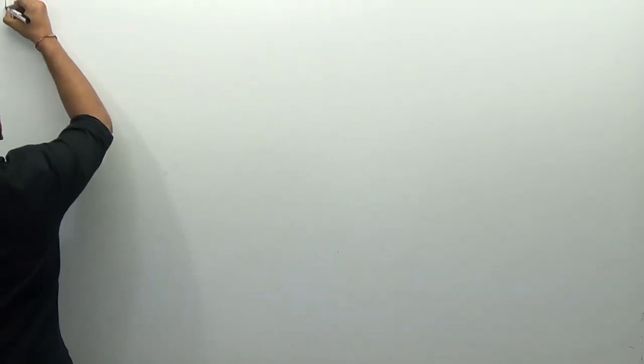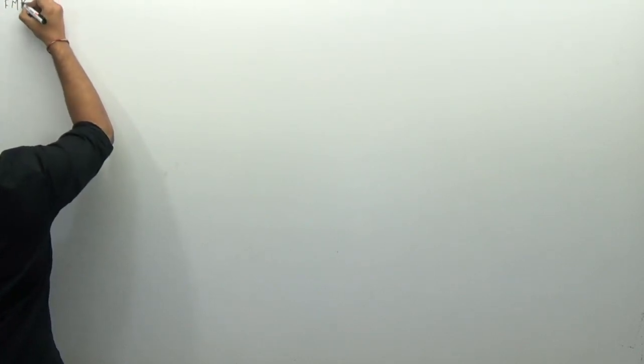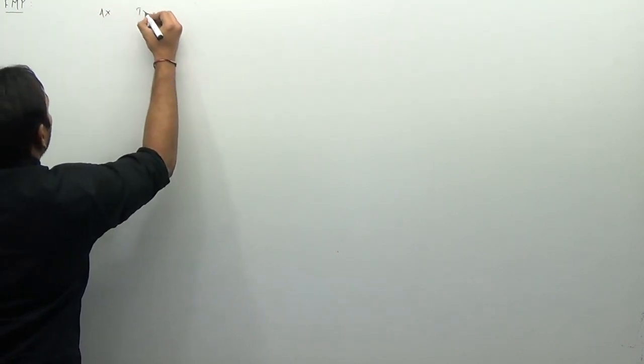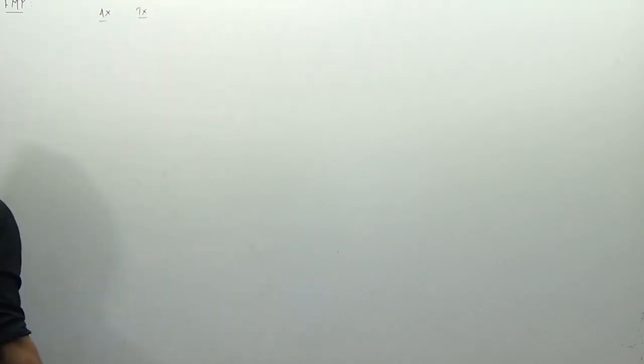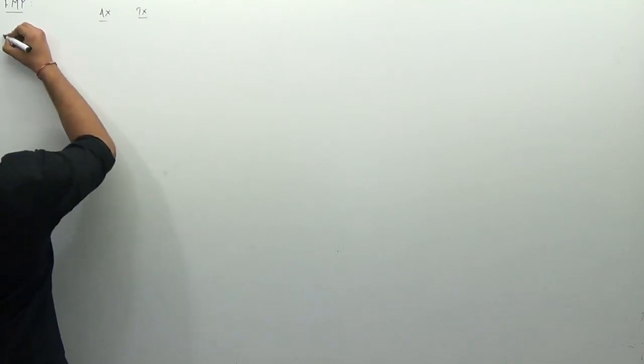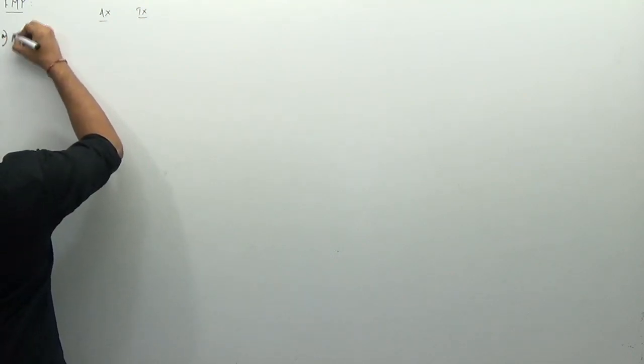So get the FMP first. Let's try to identify the FMP. Then we'll get the average capital employed. Then we will go for your final answer. Come on. FMP. I have two companies, so I'll maintain two columns, AX and TX. There are no adjustments to profit. The first one, let's start with average profits.